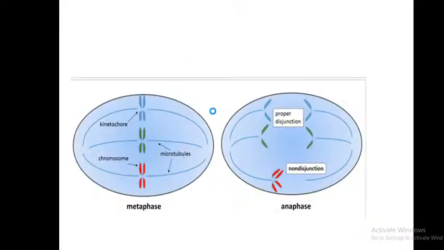Here in this picture you can see the metaphase plate, where the chromosomes come and align. The centrioles are the structures at the two poles of the cell. From the centrioles arise the spindle fibers, or microtubules, which attach to the chromosomes at the kinetochore, and the chromosomes are pulled apart during anaphase. This equal segregation or equal movement of chromosomes is known as proper disjunction.